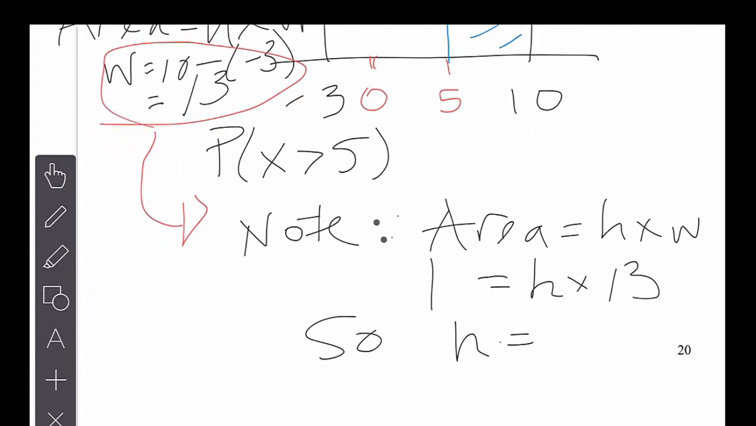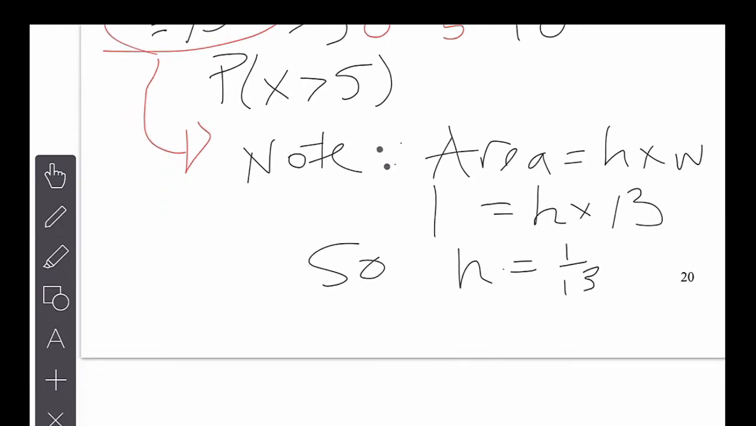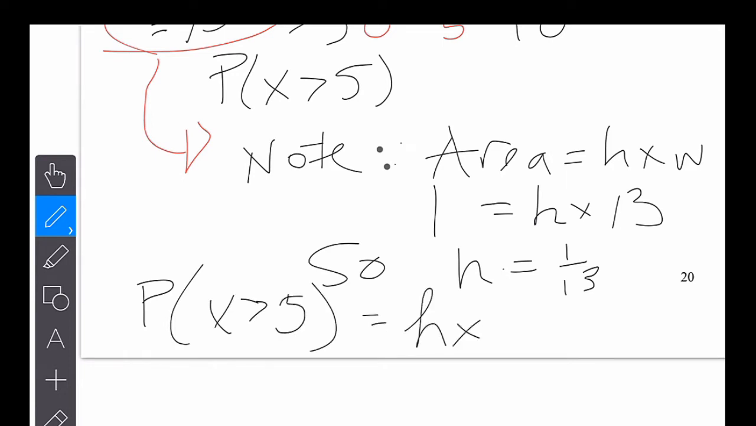So since height is equal to 1/13, now I can calculate the area of the blue box, and I'm going to refer to it as the probability x is greater than 5. The probability x is greater than 5 is equal to height times width of the little box. Height is 1/13 and width of the little box is 5.